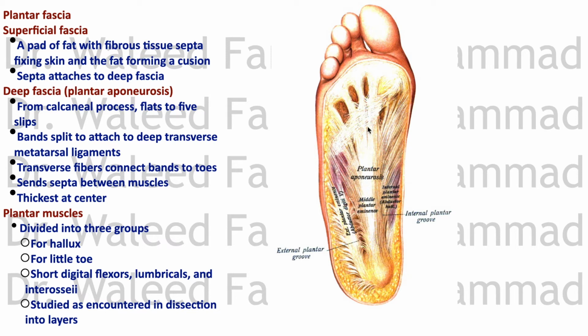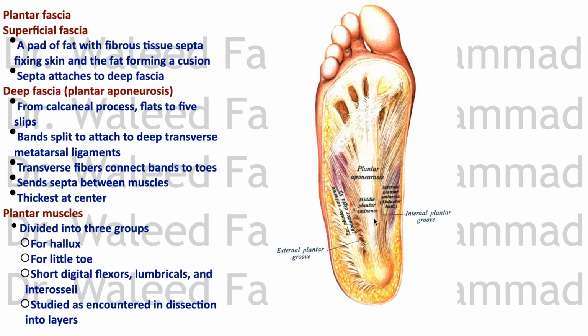The muscles of the sole of the foot are divided for description into three groups: muscles for the hallux or the big toe, muscles for the little toe, and the short digital flexors, lumbricals, and interossei. And we will study them as encountered in dissection in layers, going from superficial to deep or from inferior to superior. Remember this.